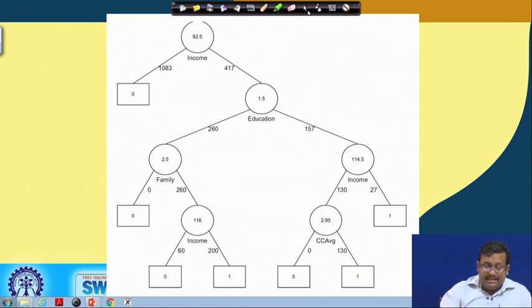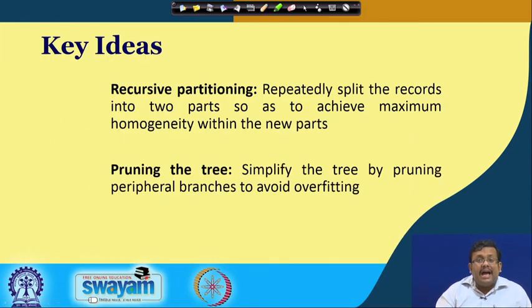So, let us see how we create this. The key idea in this case is recursive partitioning, that is, repeatedly splitting the records into two parts so as to achieve maximum homogeneity within the new parts. The splitting criterion says that we will select that particular value of the variable as a splitting node where we get two splits, and in these two splits we will see maximum homogeneity within the observations within a single split.